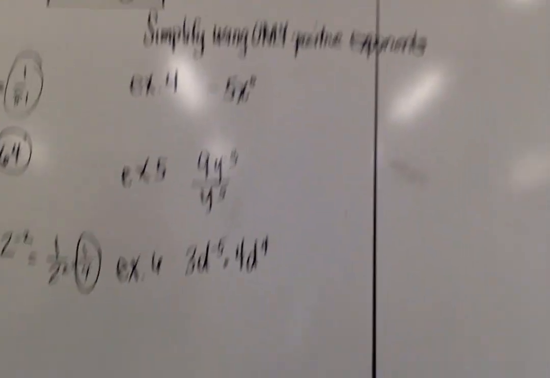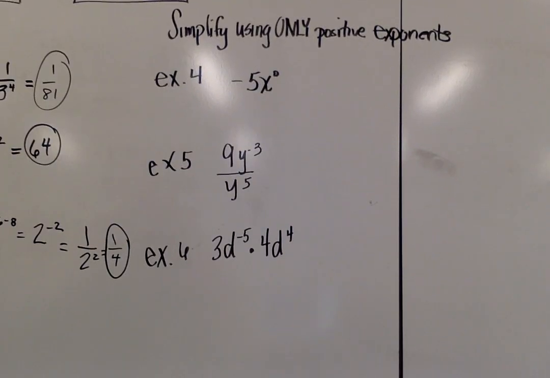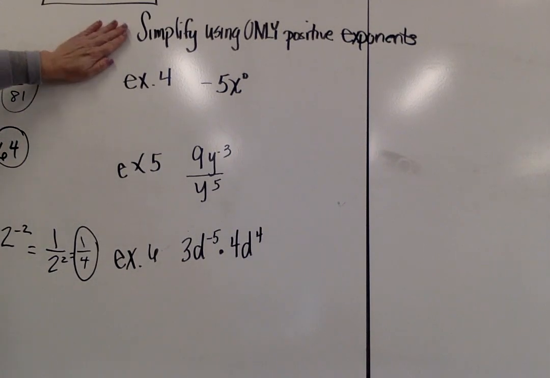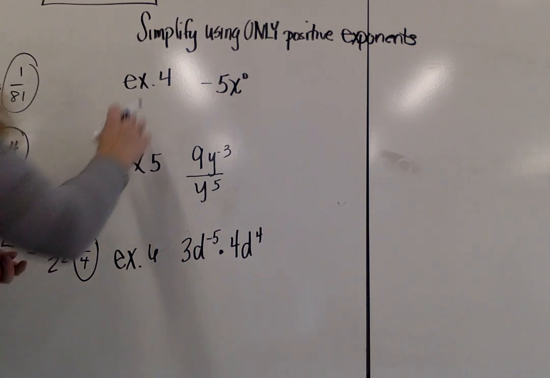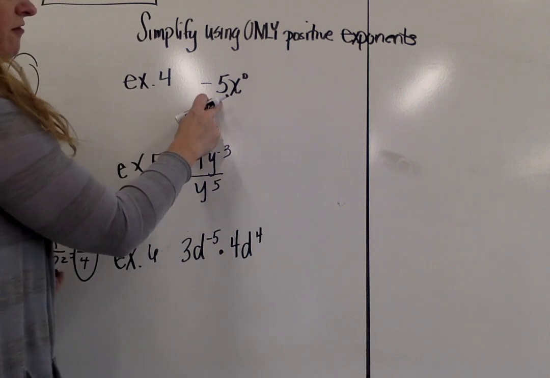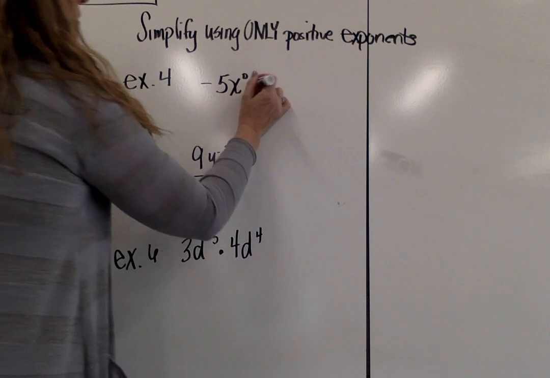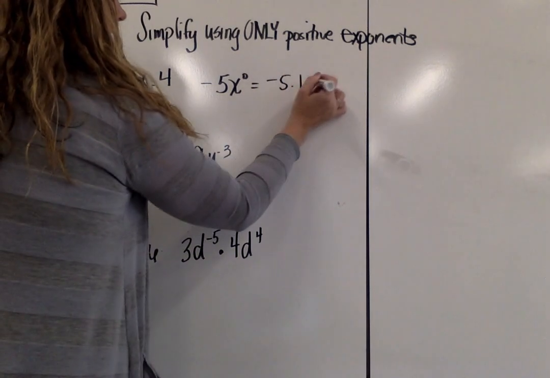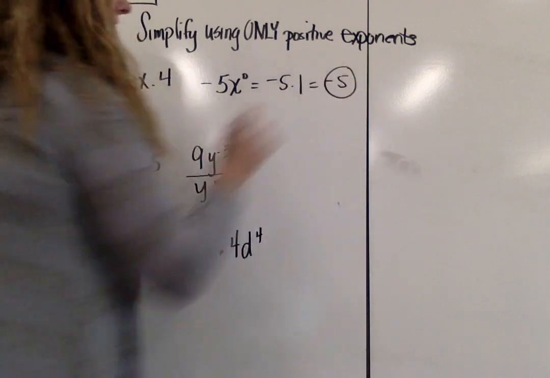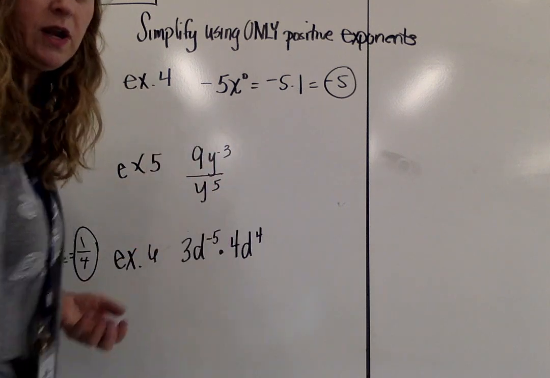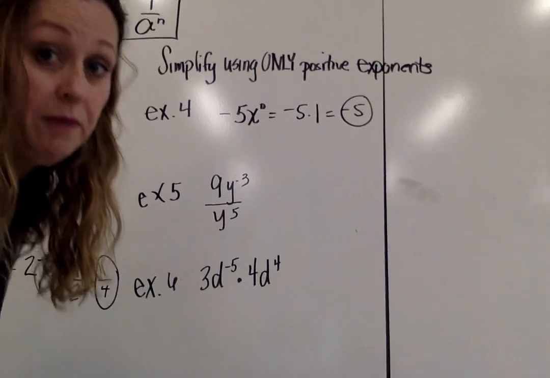Now we're going to use the same rules, but we're going to simplify expressions, and the directions state to simplify using only positive exponents. So in the first example, I have negative 5 times x to the 0. X to the 0 represents 1. So really I have negative 5 times 1, which is negative 5. Remember the rule: anything to the 0 exponent ends up being 1.